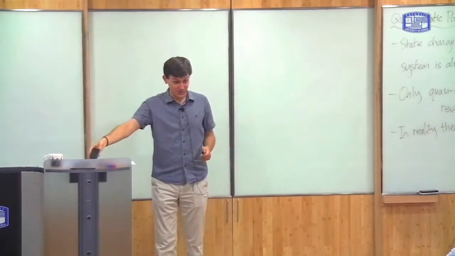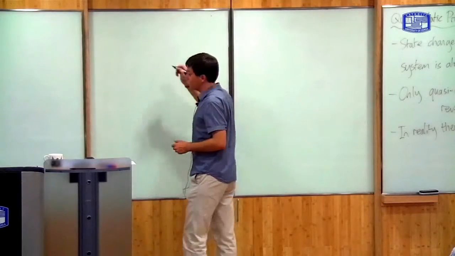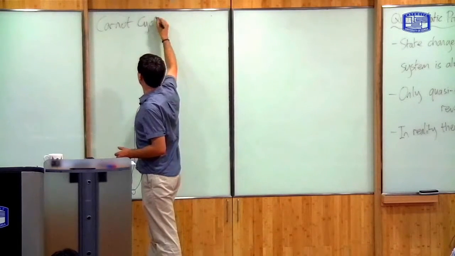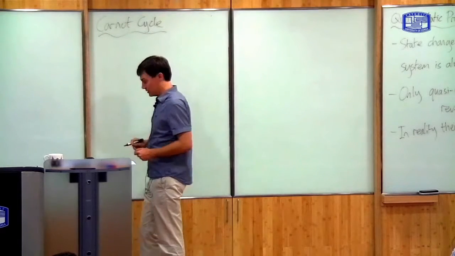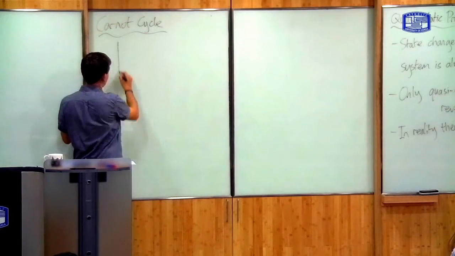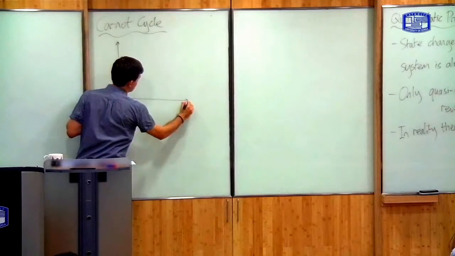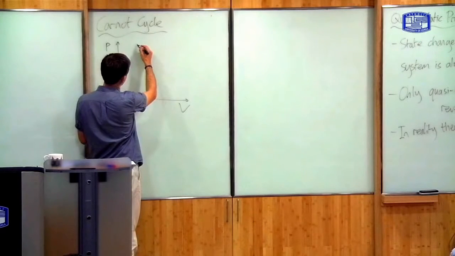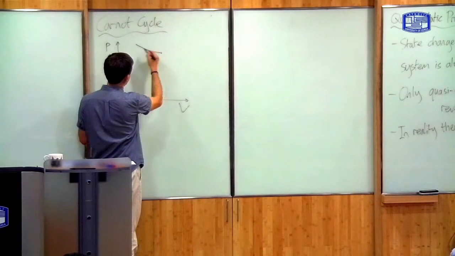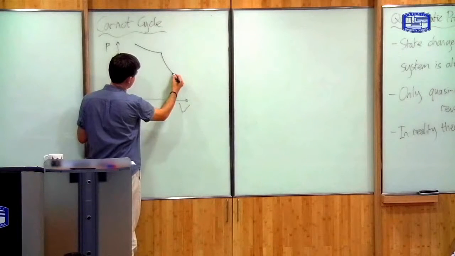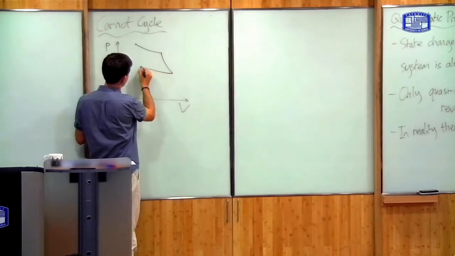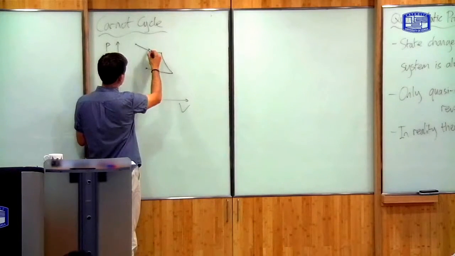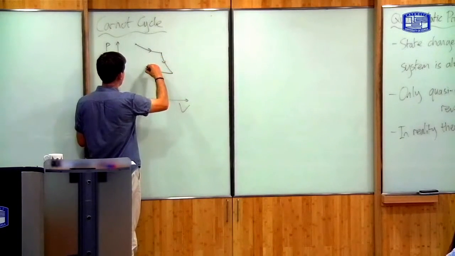There's one more thing I want to tell you about entropy before we move on to a new topic, and this is about the Carnot cycle. I defined the Carnot cycle a few weeks ago on a pressure volume diagram. It's the combination of an isothermal expansion followed by an adiabatic expansion, then an isothermal compression, followed by an adiabatic compression.